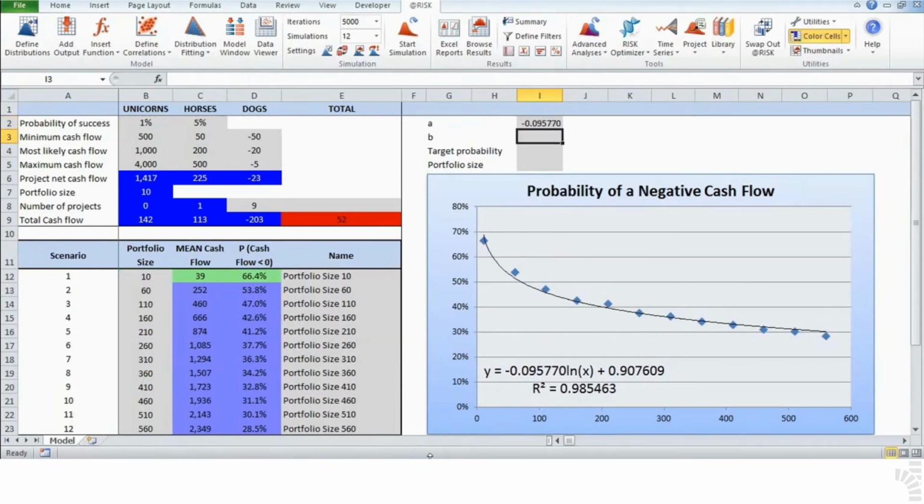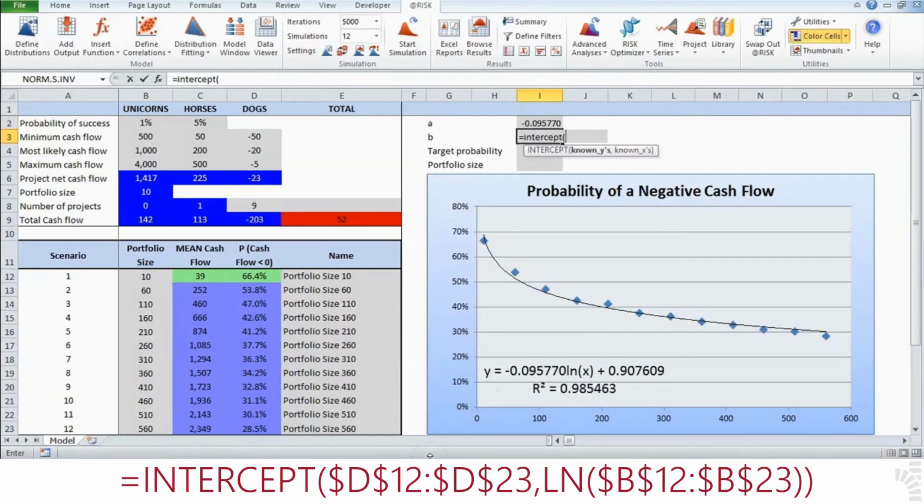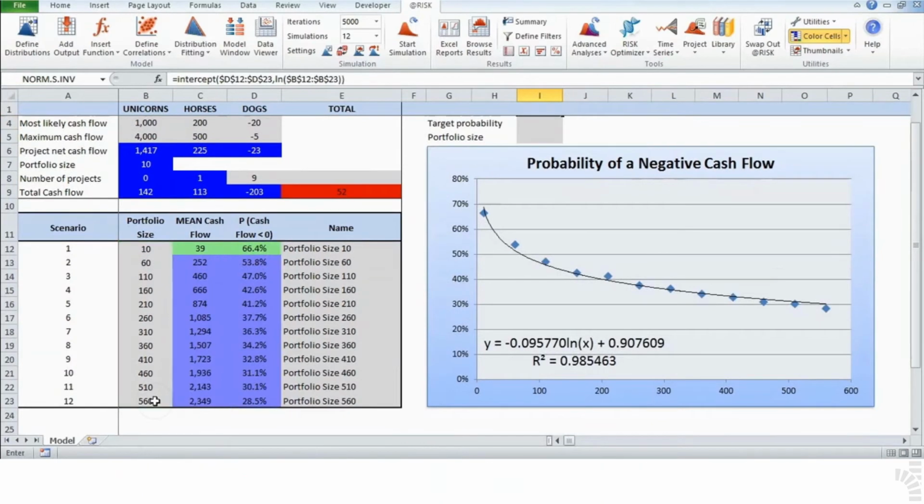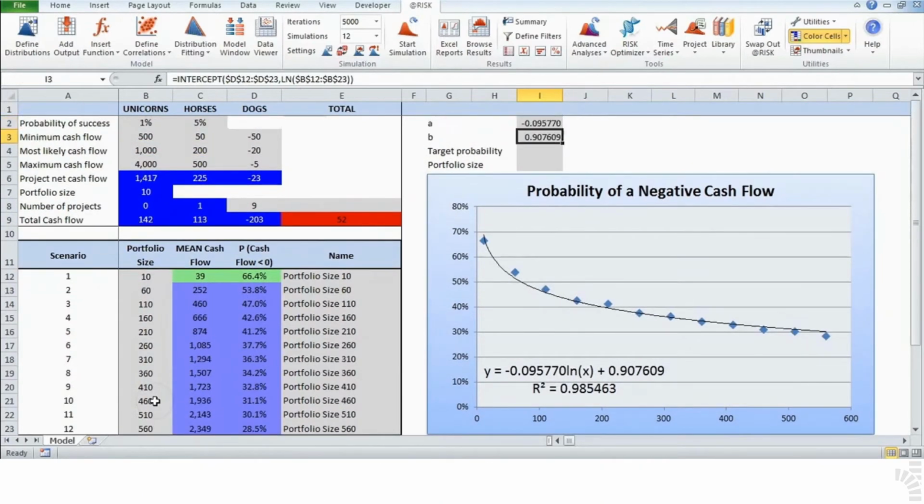61. On cell I3, write the following function: equals INTERCEPT($D$12:$D$23, LN($B$12:$B$23)). This cell function calculates the b term on the function. 62. On cell I4 write the desired probability for which we want to solve the function. In this case, 50%.